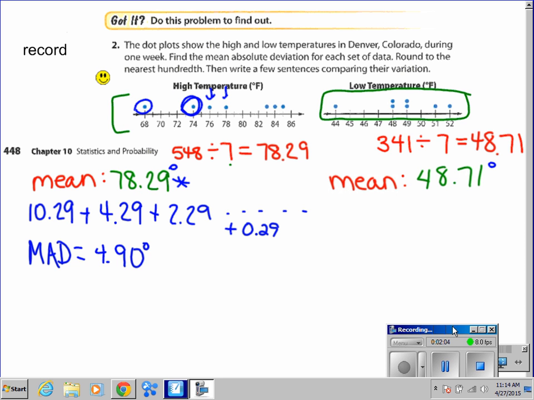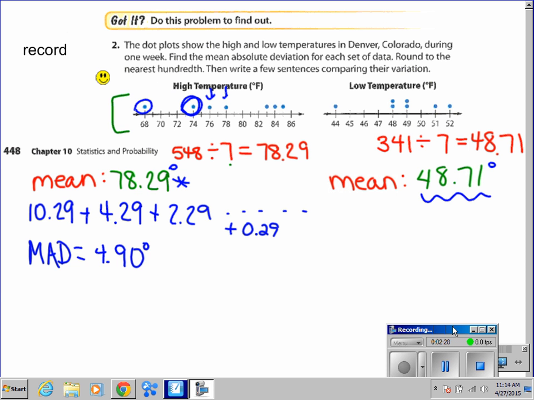To find the MAD, we take whatever the mean is and subtract each data point. We have to go through all of those and subtract each data point. So for example, just starting it off, we are going to take the 48.71 and subtract 44. What would be the difference between those first two? Anyone know?